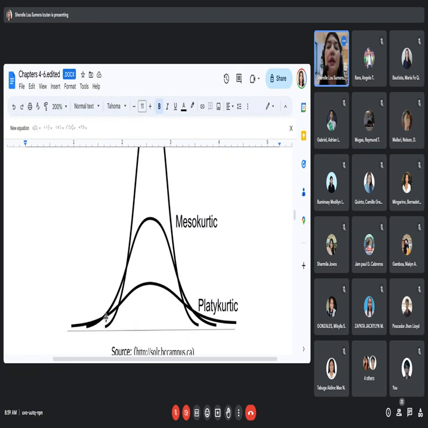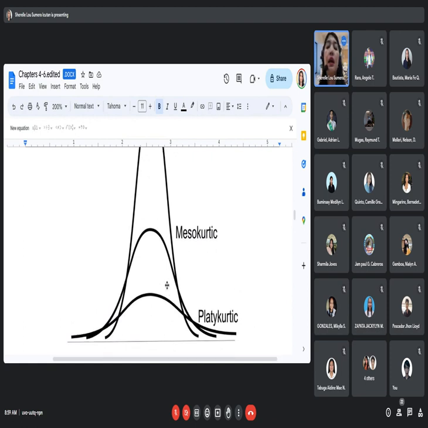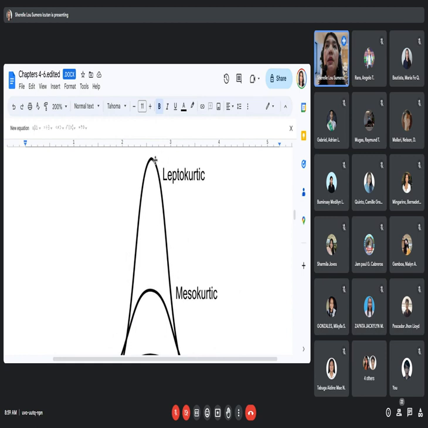Iba-iba yung data. Mesocardic, yan yung parang normal distribution. Okay lang siya. Hindi siya masyadong dispersed, hindi din siya masyadong compressed. Dito naman sa leptocardic, hindi siya dispersed, kundi nakakompress siya. So it's more on homogeneous data. Yan, so leptocardic.